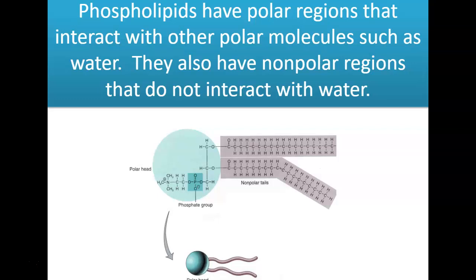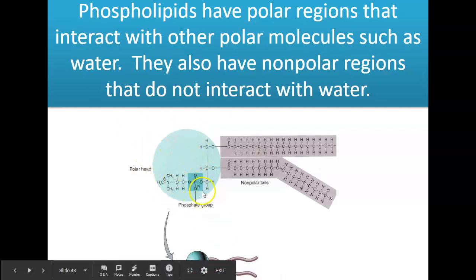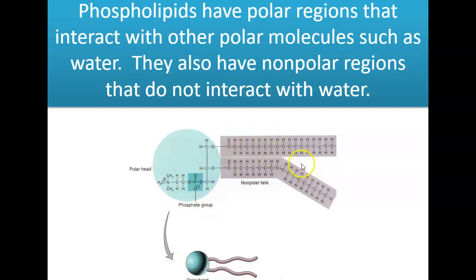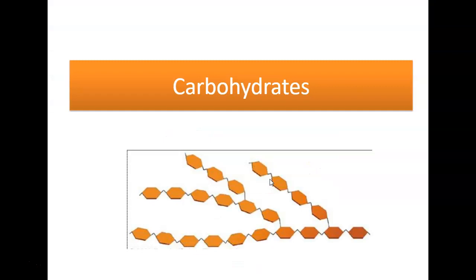Phospholipids, again, what the plasma membrane is made out of, have polar regions at the top. So this is a charged little area here at the top that likes to interact with water. And then they also have a non-polar region, which are the tails, that don't like to interact with water. And as we get to the plasma membrane, you'll see that these heads like to be on the outside by the water, and these tails like to hide on the inside, away from water.